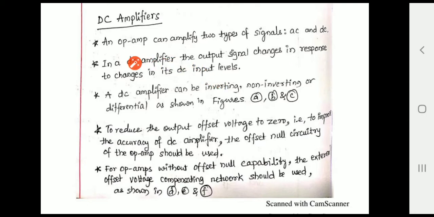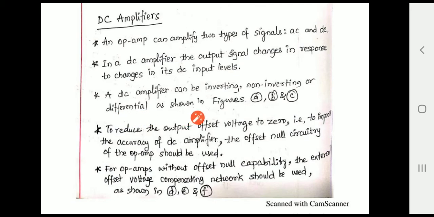First, an op-amp can amplify two types of signals, that is AC and DC. In a DC amplifier, the output signal changes in response to changes in its DC input levels. This means when there is a change in the input signal, there is a change in the output signal. The only difference is that there is an amplification, which is DC type, in the output.